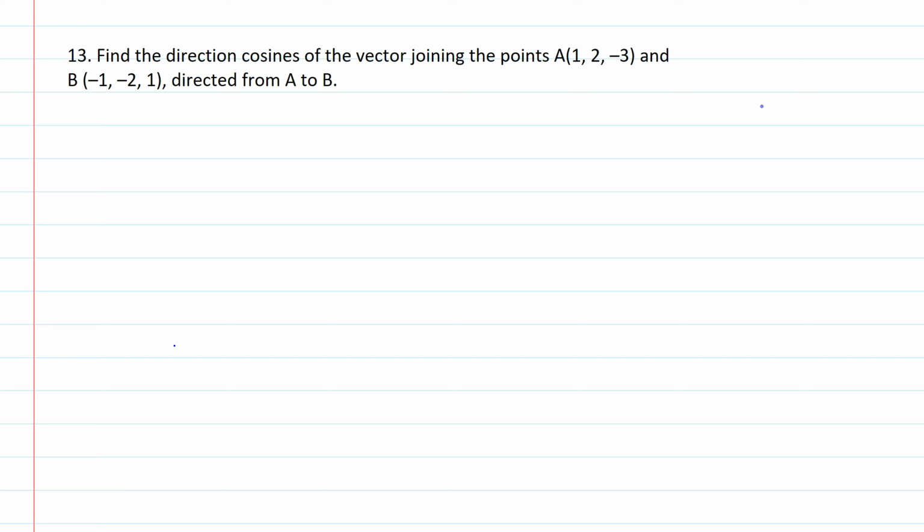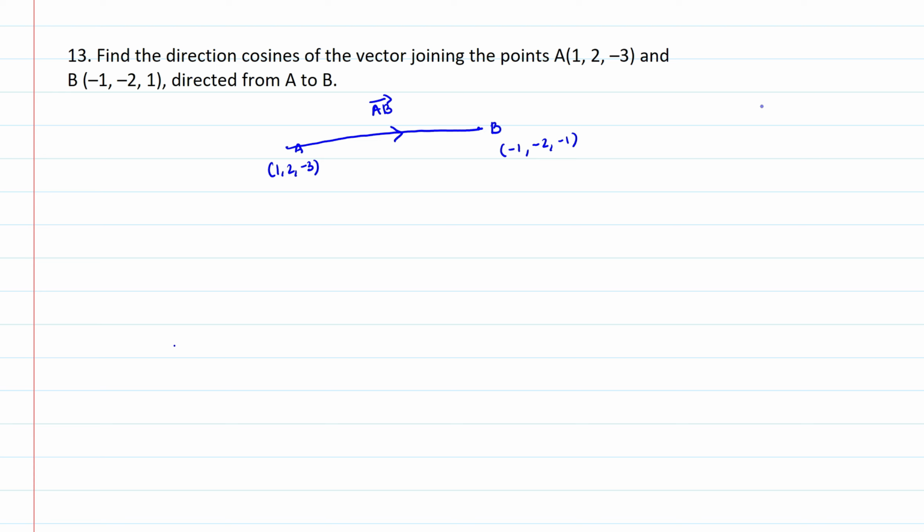So basically here, to find the direction cosine of the vector formed between A and B, you have 2 points, point A and point B, and a vector directed from A to B. The coordinates of A is 1, 2, -3. The coordinates of B is -1, -2, 1. First, you have to find the equation of this vector AB.